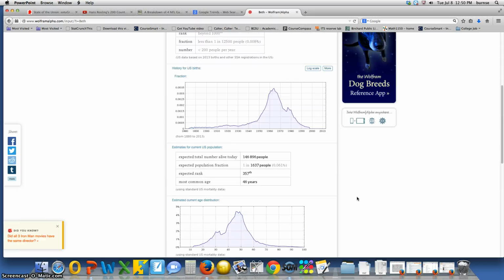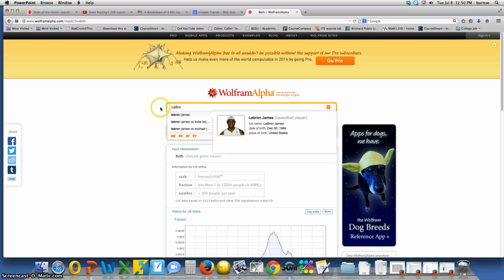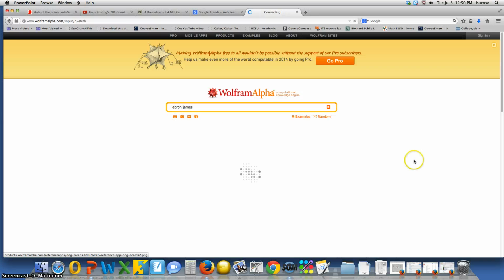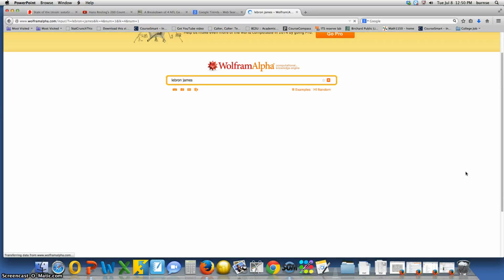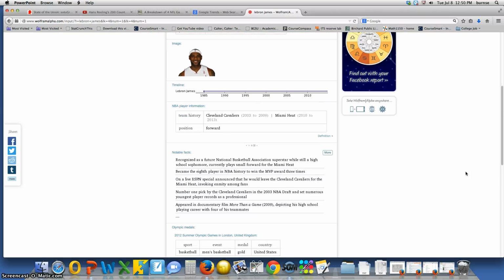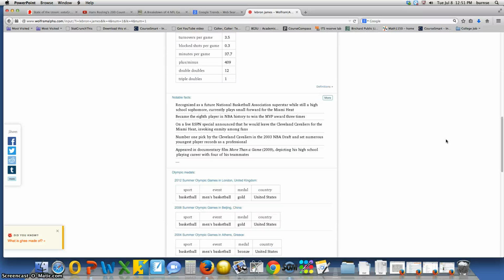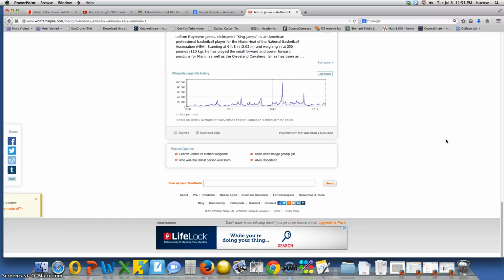I could have searched Elizabeth and that kind of thing also. So even in here, if we try to do LeBron James, we'll get the same idea. I don't really get a graph for this part about him, but here's the graph, and this is the Wikipedia page hits history. And again, here's that 2010 and the other time. So you do have some graphs, but it's tied to Wikipedia, not Google searches.